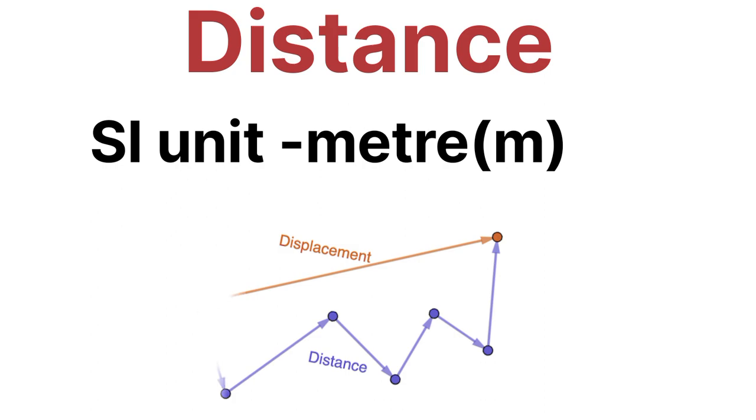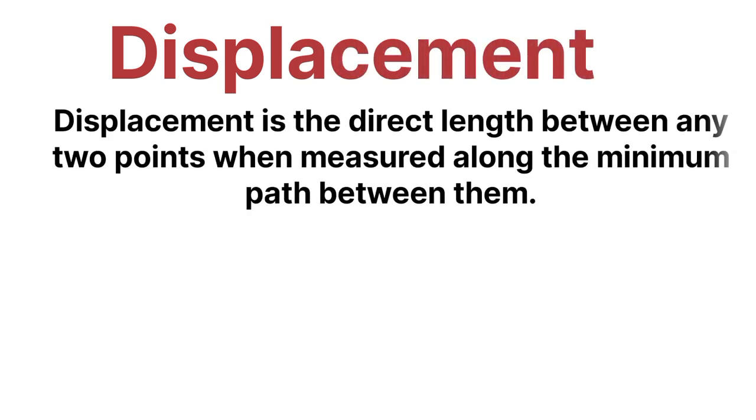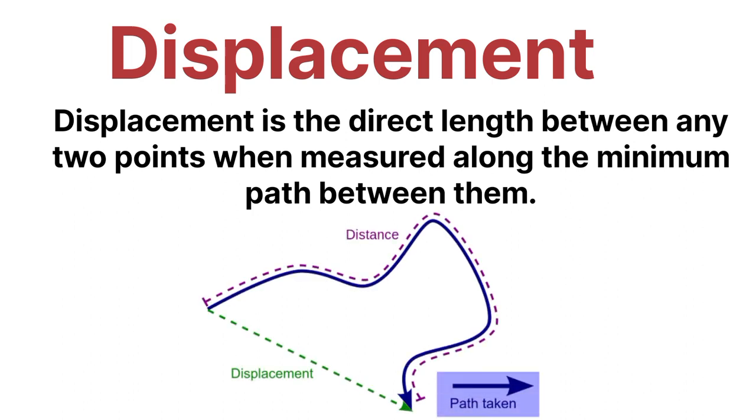So now let's talk about what is a displacement. So displacement is the shortest distance between the initial position and the final position of a body which has traveled between 2 points. Okay, so displacement is the shortest distance. It means the direct length between any 2 points when measured along the minimum path between them. Okay, between 2 points the minimum distance will be called the displacement. Here you can see in the image also, this is the displacement.